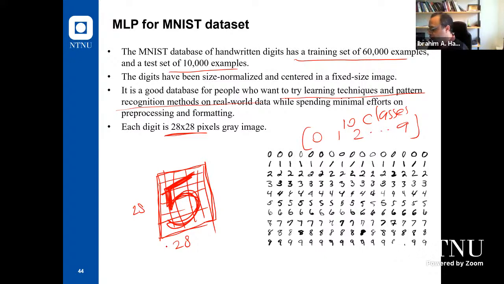This is correct. So if I want to build an MLP for this problem, you just need to select the number of hidden units, the number of hidden layers, and the number of outputs. The number of outputs will be 10, and the number of inputs will be 28 times 28. Maybe you need to use 2 or 3 hidden layers; the number of units you can just select. And the number of outputs will be 10 because we have 10 classes.